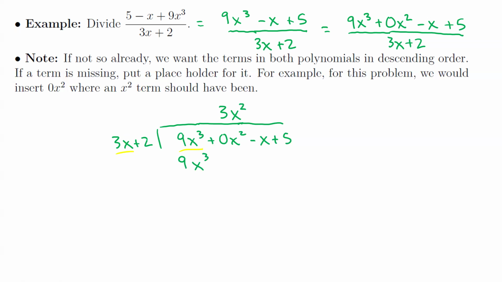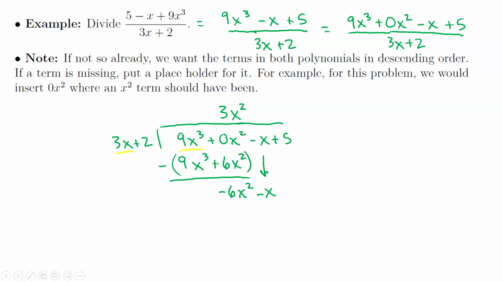Then I do the same thing for my 2. 3x squared plus 2 would be plus 6x squared. And again, I have some place to put this 6x squared now. So 0 minus 6 would be -6x squared. Drop down the next one.